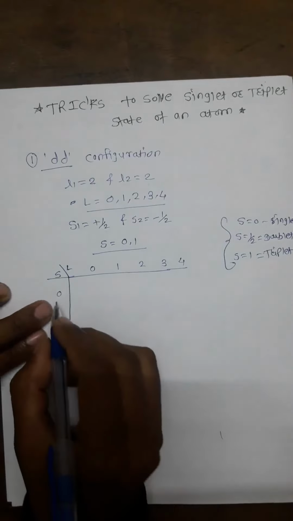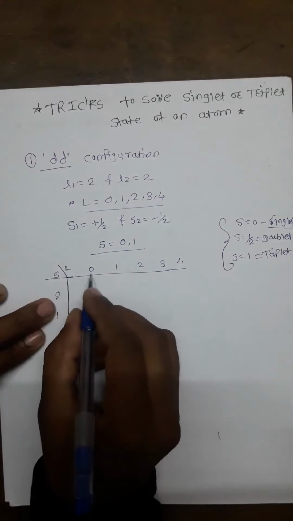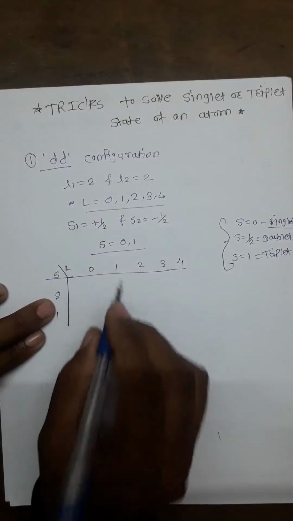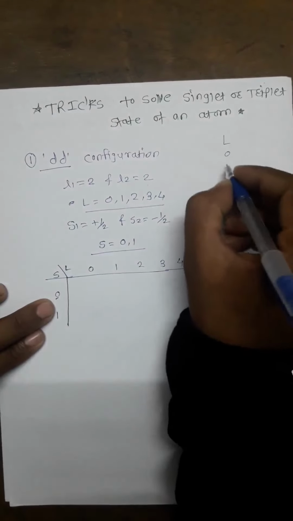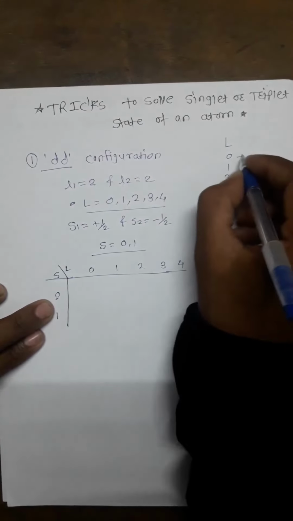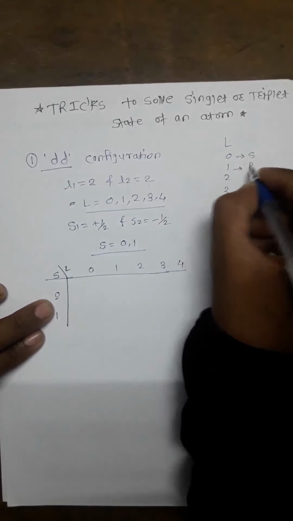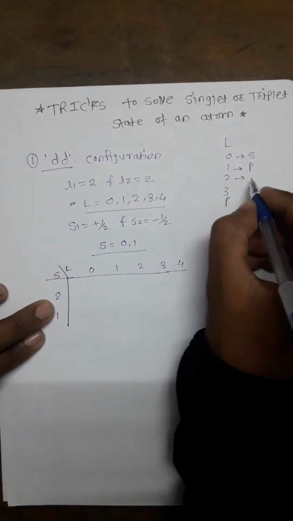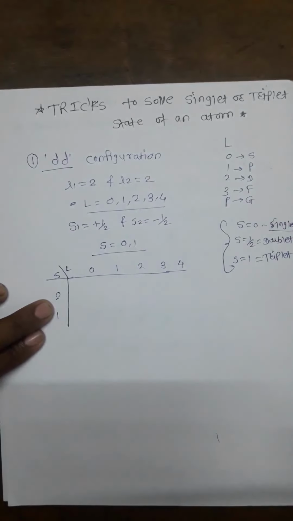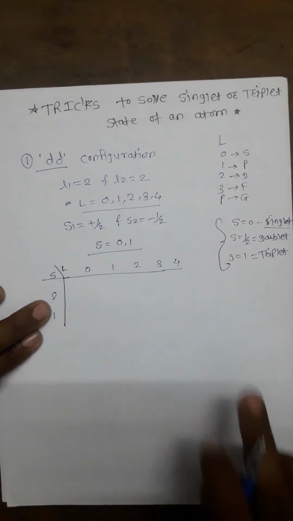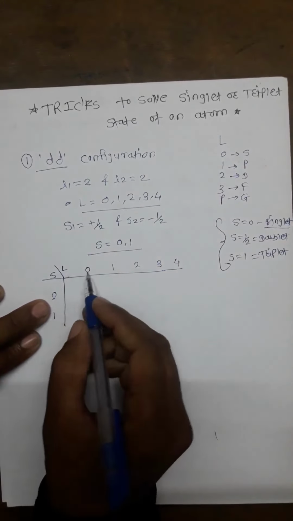Now S is equal to 0 here, therefore the state is a singlet state. L values 0, 1, 2, 3, 4 represent the states: L equal to 0 is the S state, L equal to 1 represents the P state, L equal to 2 represents D, then F and G and so on. This is very important, remember these things. Now L equal to 0 will be the S state.